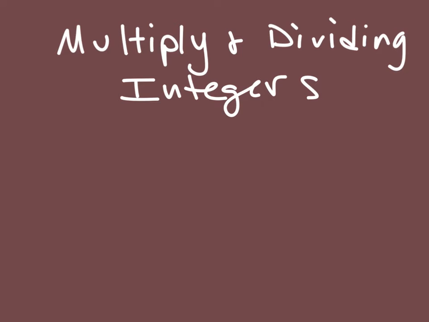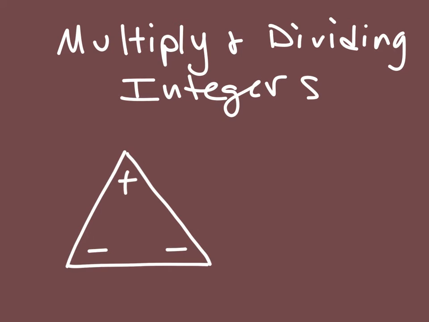Okay, the next thing that we're going to do is talk about multiplying and dividing integers. So as long as you understand the concept of multiplication and division, this part's pretty easy. What I want to do is draw a triangle. And every time that I'm dealing with positive and negative numbers, if I'm multiplying and dividing them, I draw this picture, all right? It means I've got 2 negatives in the bottom and a positive up top, all right?